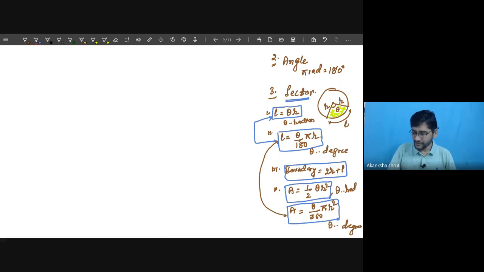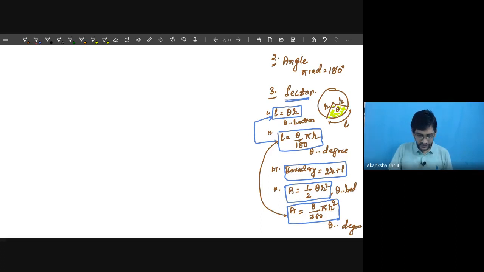So you just remember one of the formulas, provided you keep the unit in mind, and if theta is given in some other unit, you convert that into the unit in which you have remembered the formula, then substitute it here.